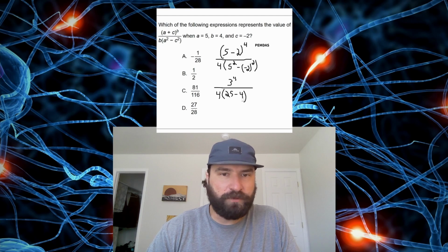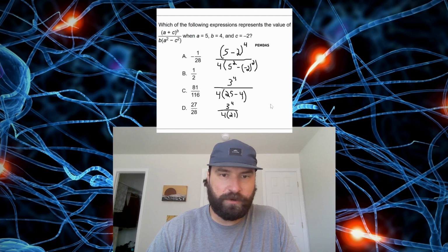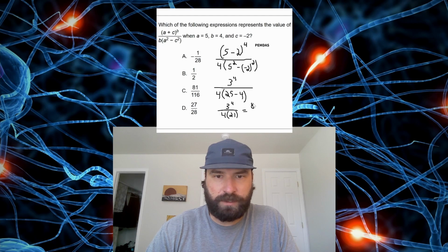So again, we've got some parentheses on the bottom that we can do. I'm going to leave that 3 to the 4th up there for now. And then we have 4 times now 21. So next I'm going to do the exponent up top. 3 to the 4th power is 81. So that's going to be 81 divided by 4 times 21, which is 84.